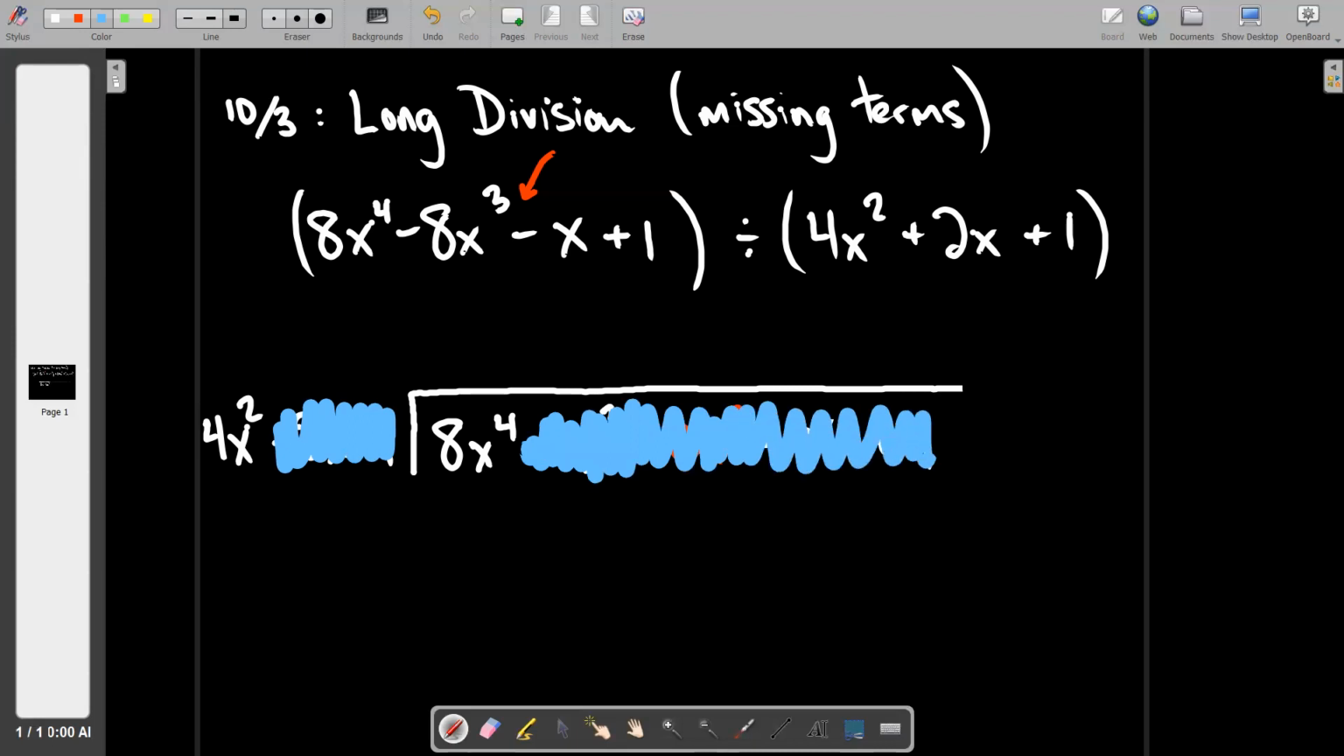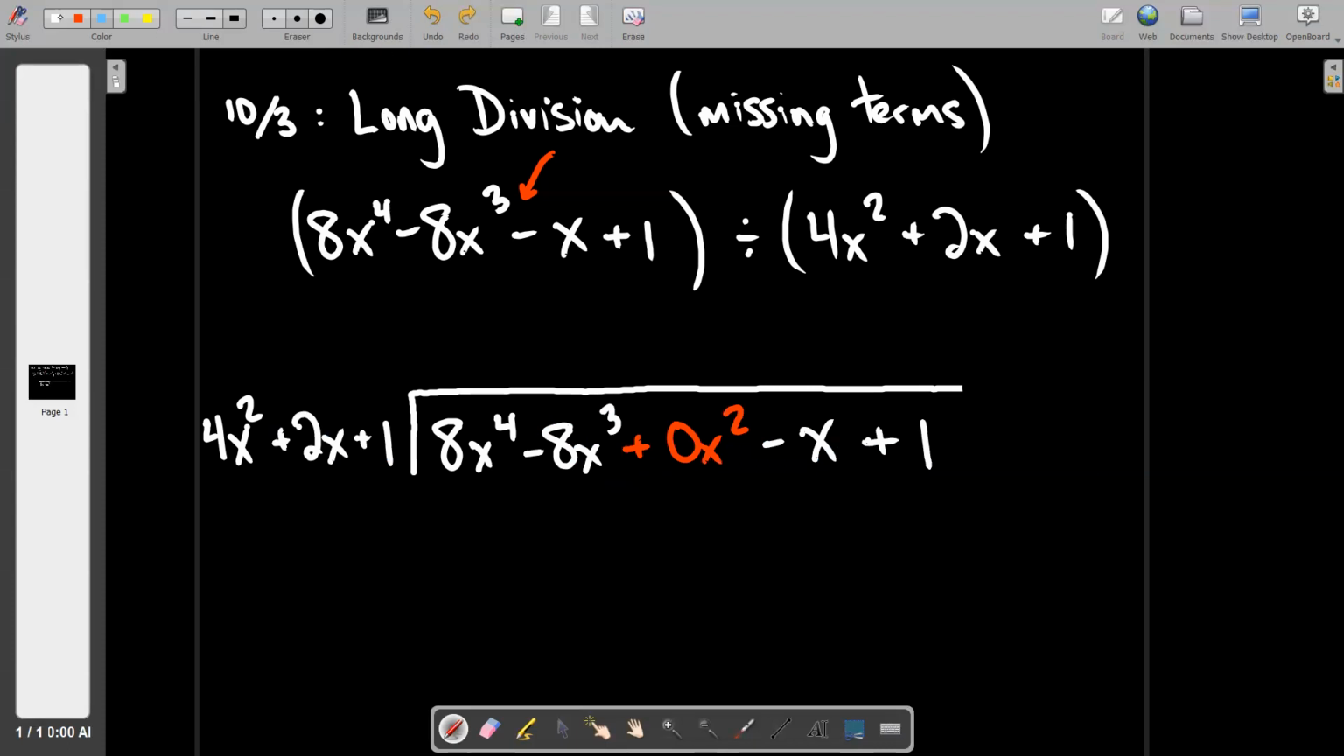In case you're lost, all we do is say, what do you have to multiply the one on the outside by to turn it into a dead carbon copy of the one on the inside? And the answer is 2x squared. So up top in our quotient line, we have to place a 2x squared.